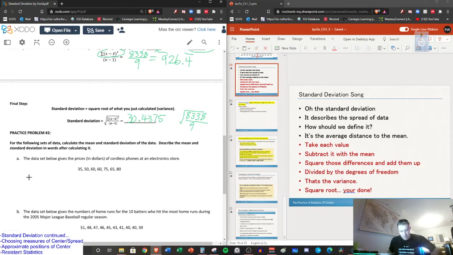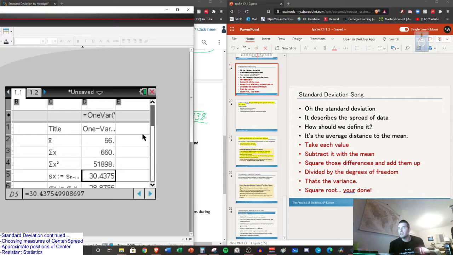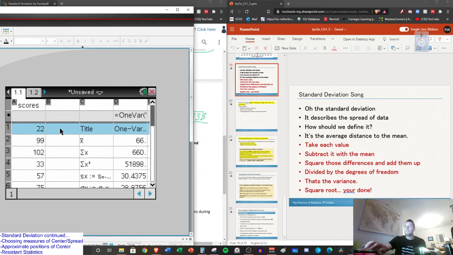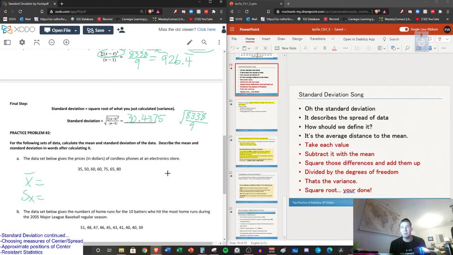You'll calculate, and this is what you'd write, by the way. All I need to see on here is x bar equals and standard deviation equals. How do you get that? Well, you're just using your calculator. You do 1-var stats, x bar, boom, write it down. Sx, write it down. Okay, that's all you need to do, but then describe it in words. So the back's actually pretty quick, pretty simple.